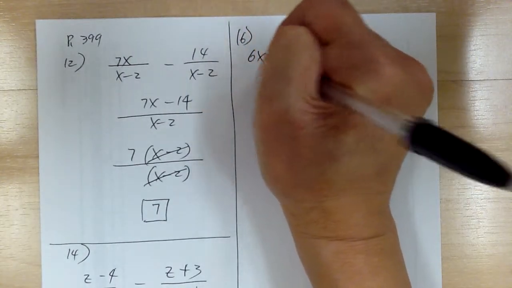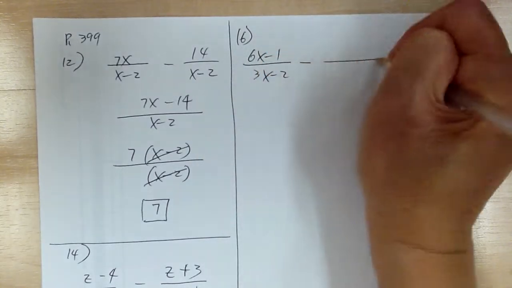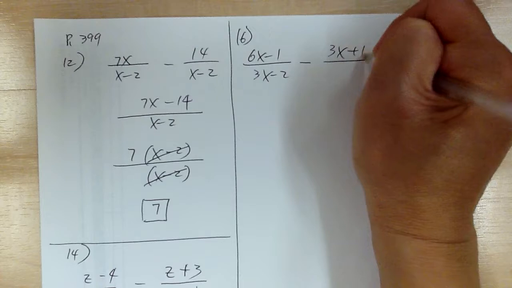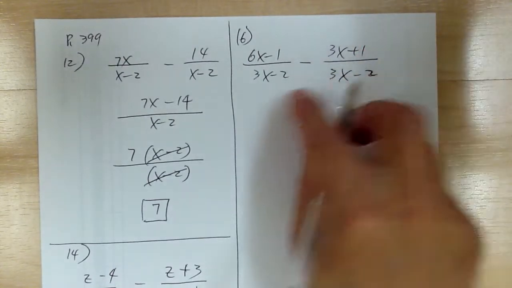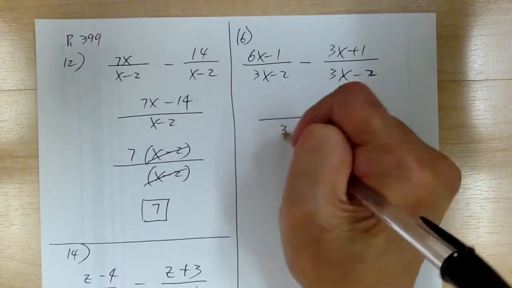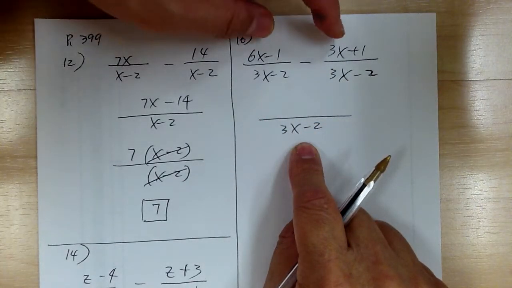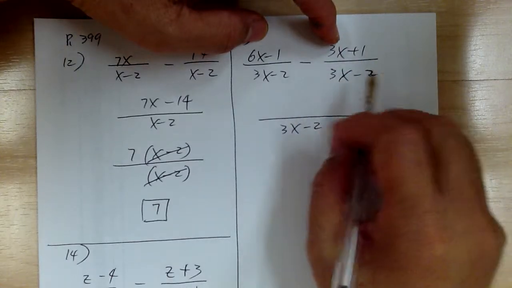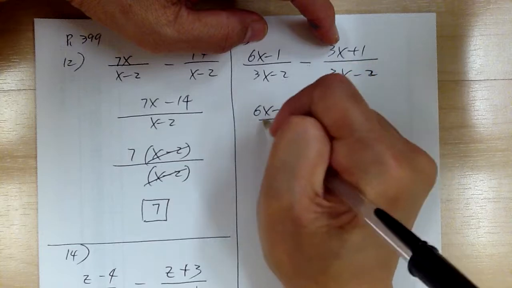Okay, you have (6x - 1)/(3x - 2) minus (3x + 1)/(3x - 2). So you can check for a common denominator. Yes, they are the same, so you can get your denominator ready. Now you can go and combine the top, but before you do that, notice the subtraction. So you're going to get 6x minus 1.